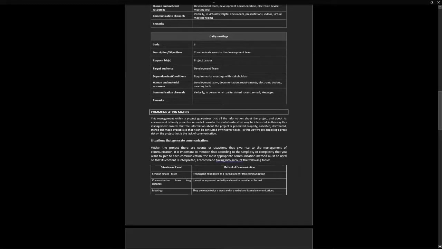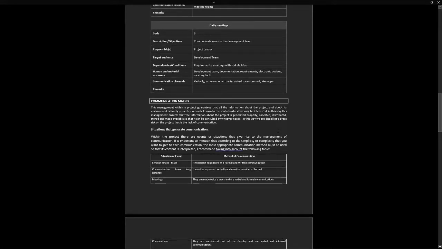Then we have the communication metrics. This management within a project guarantees that all the information about the project and about its environment is timely present or made known to the stakeholders that may be interested. In this way, this management ensures that the information about the project is generated properly, collected and distributed, stored and made available so that it can be consulted by whoever needs it. In this way, we're dispelling a great risk on the project, that is the lack of communication.